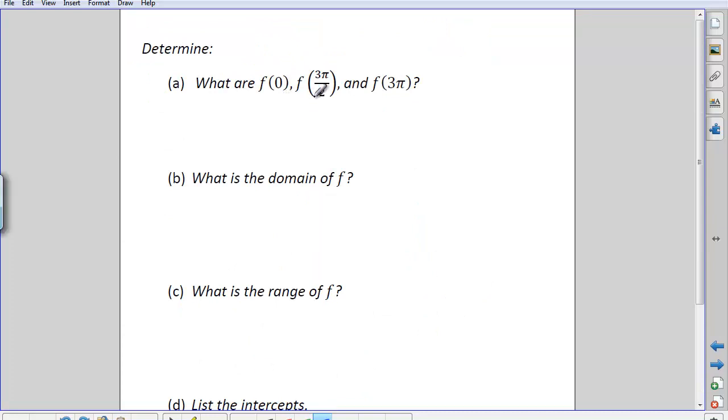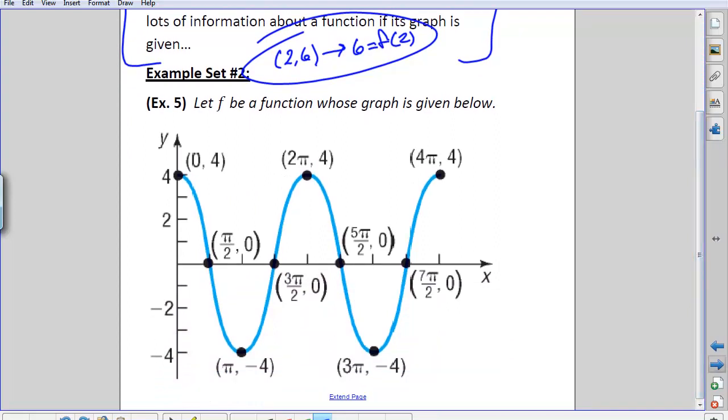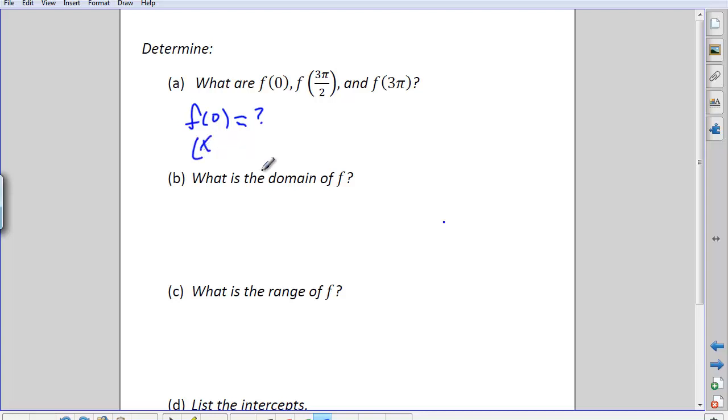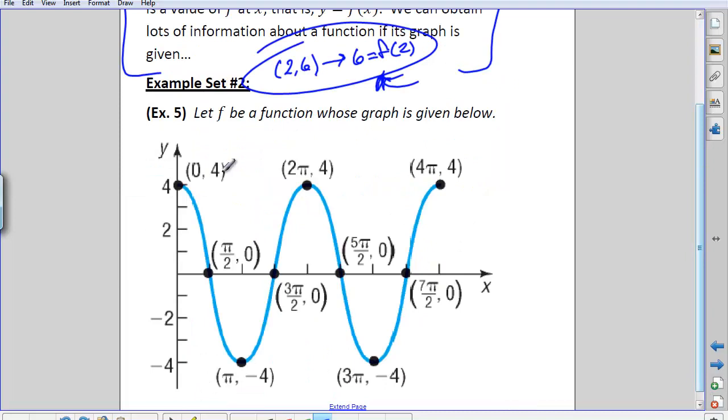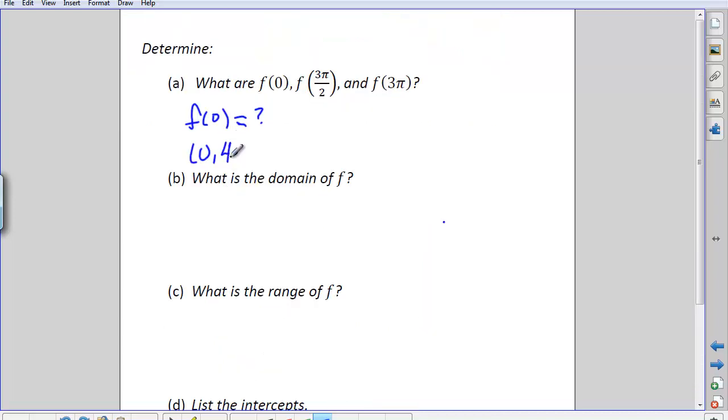What are f of 0, f of 3 pi halves, and f of 3 pi? Okay, so again, what is f of 0? How are we going to figure that out from this graph? Well, it goes back to this statement that we said earlier. F of 0, that 0 is an x value. So we need to know what ordered pair on this graph has an x value of 0. If we look, what about this point right here? That's got an x value of 0, right? So if the x value is 0, the y value is 4, well, that must mean that f of 0 is 4.